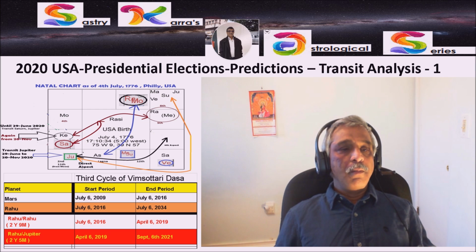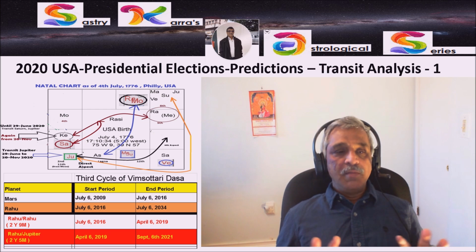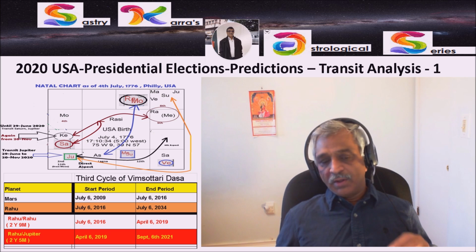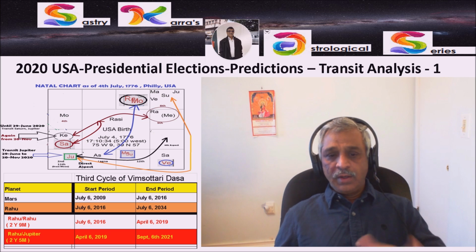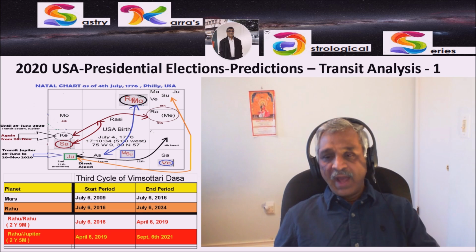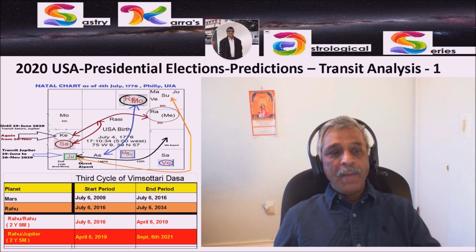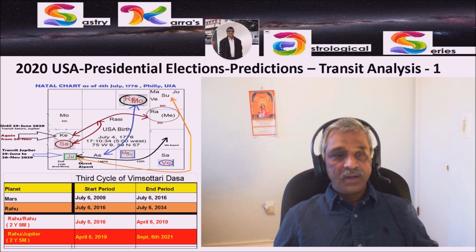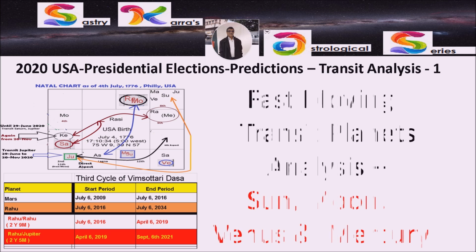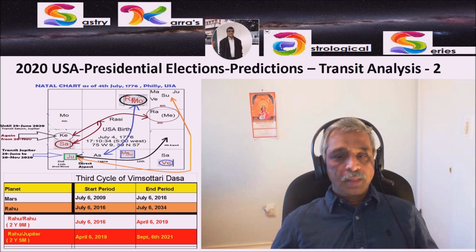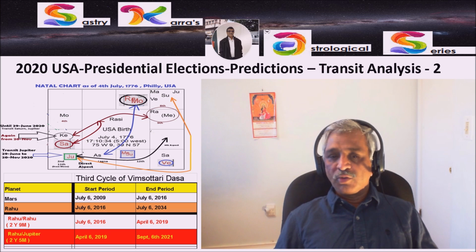So these are the three slow moving planets that I want to emphasize in general at the time in the month of November, after September, before the general election starts. What I'm going to do is continue with the fast moving planets exclusively on 3rd November and tell you how they are going to impact after the slow moving planets' impact. Let's go and now start analyzing the fast moving planets.